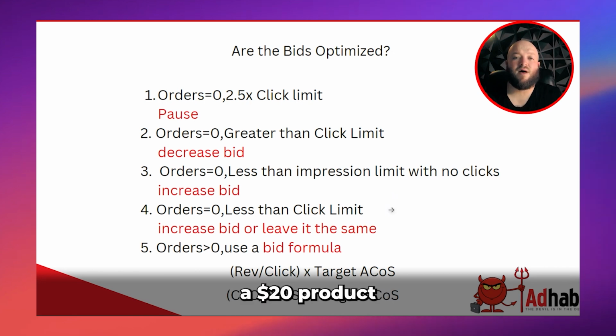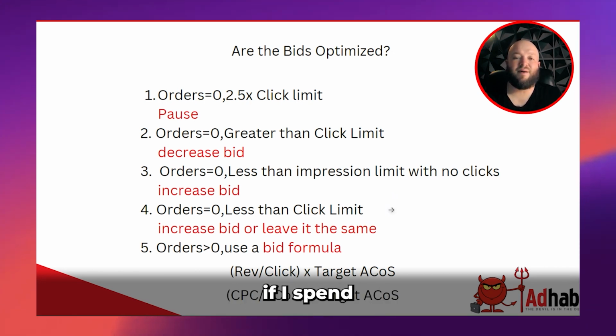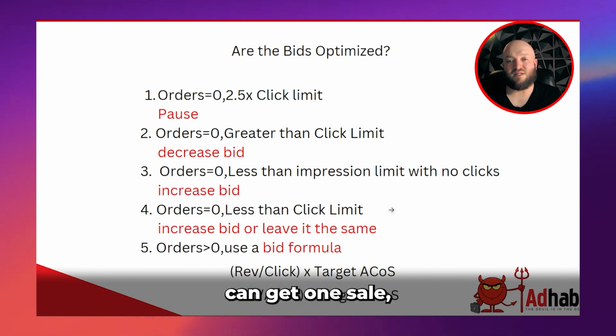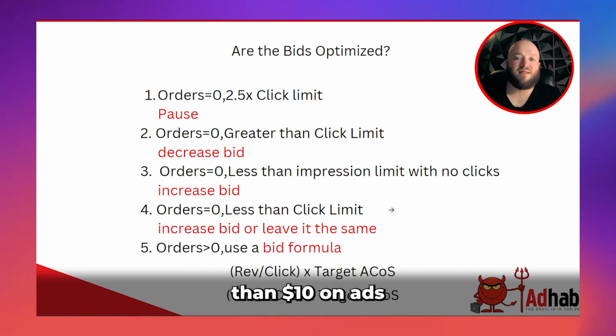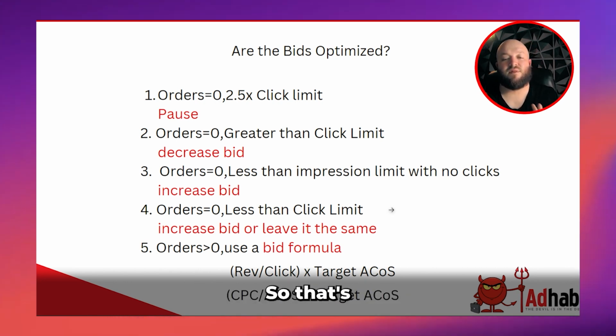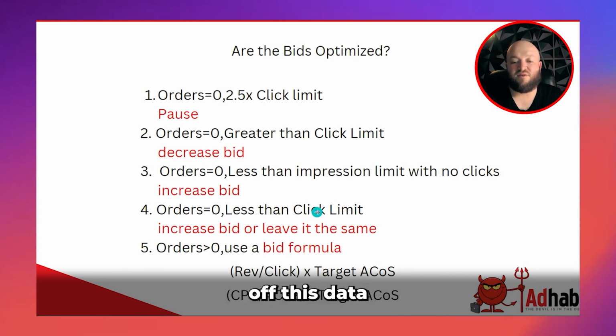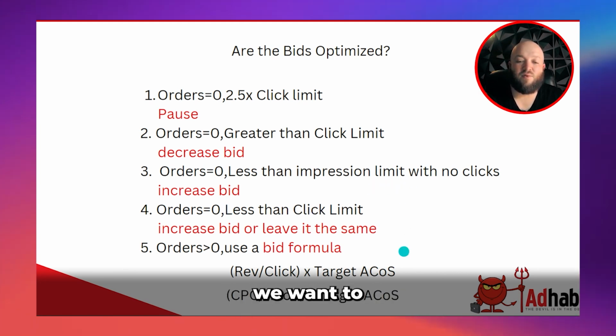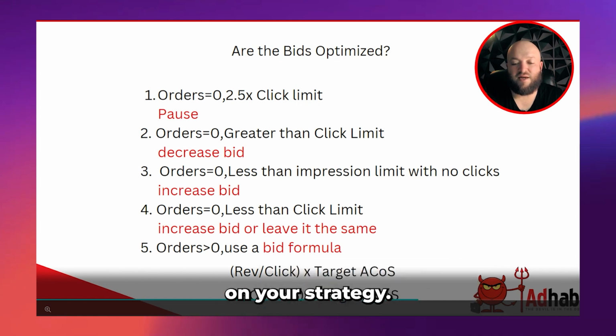Let's say I have a $20 product and I want a 50% ACoS. Basically, with a $20 product, if I spend $10 in ads and I can get one sale, that's 50%. If I spend more than $10 in ads and I haven't got those sales yet, then I may be spending too much. I may want to start to decrease the bids on those. So that's something important to keep in mind. But if we're going off this data here, if we're less than the click limit, we want to increase the bids. So this all depends on your strategy.